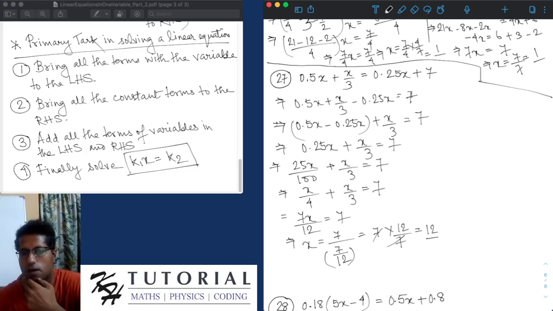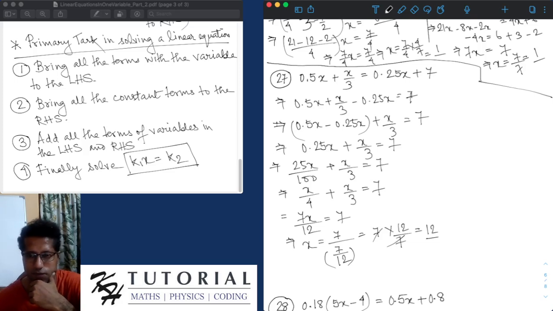Even if I multiply 100 to both LHS and RHS for this example, the x by 3 term will not make things easy. It will still become 100 by 3x, and the coefficient 100 by 3 is not an integer. So by multiplying by 100 in this equation to both sides, it will not make all the variable terms have integer coefficients as well as the constant terms integers.